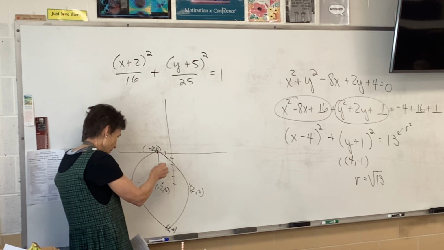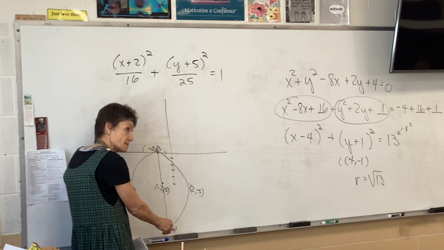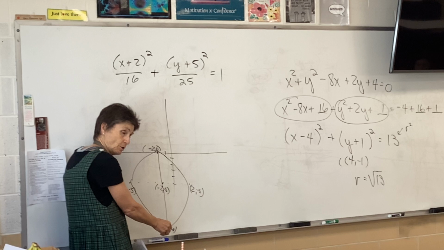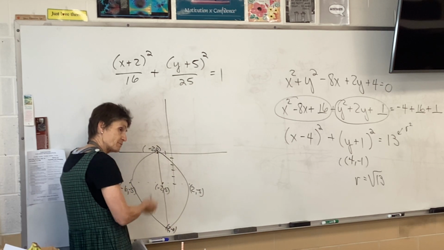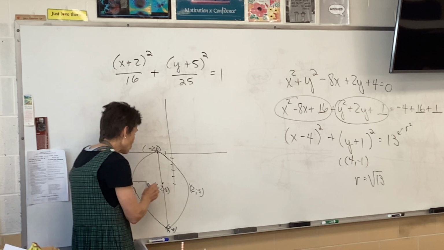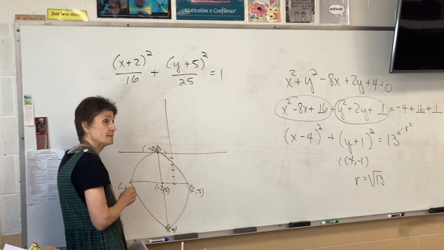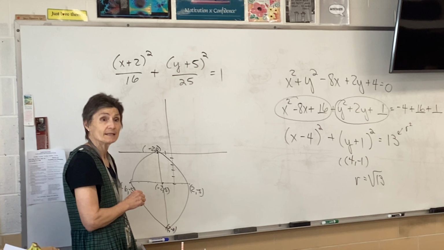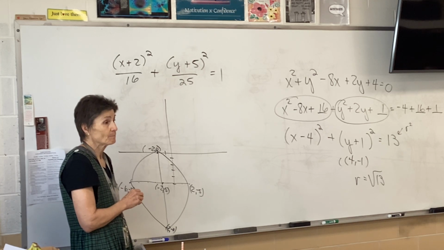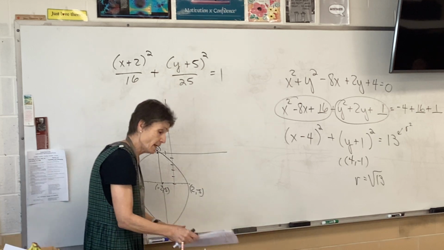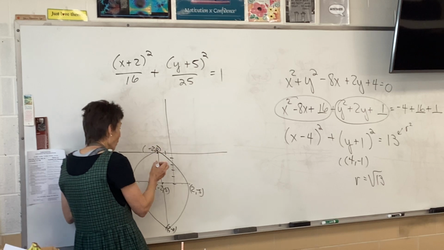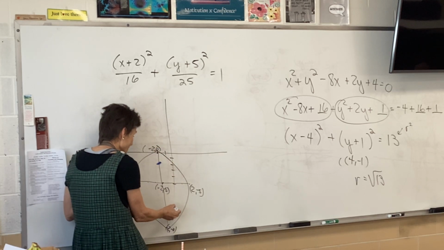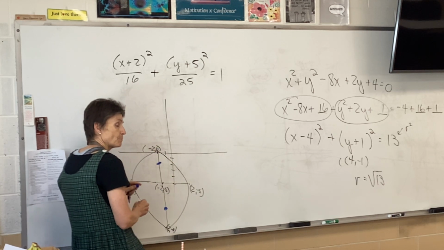Now, would you agree this is the longer axis? It's called the major axis. And how long is it? 10. You went up and down 5, so it's 10. Here's your shorter one, and it is your minor axis, and it is 8. And the only thing left are your foci. They are on the longer axis, the major axis.